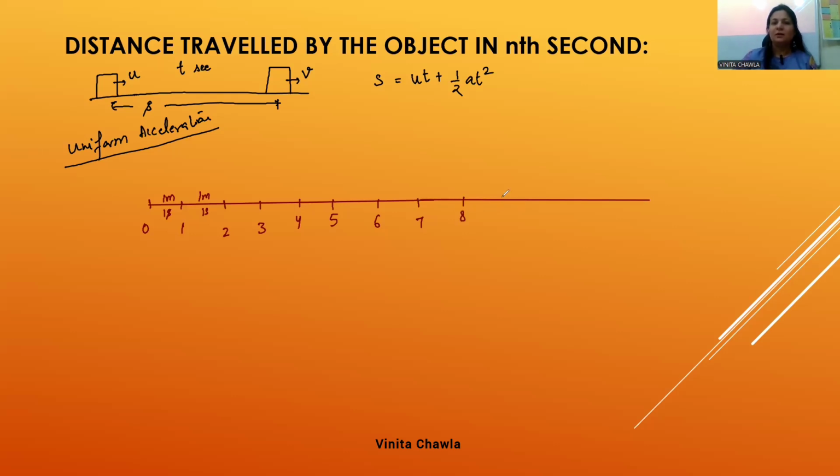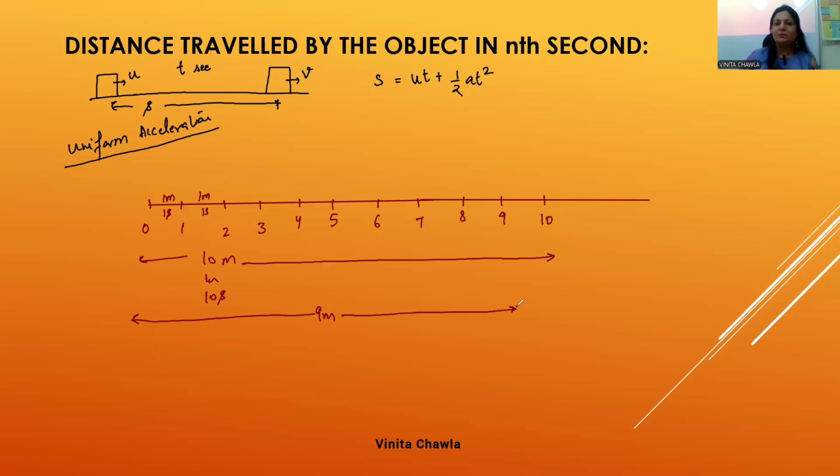Eight seconds, 9 seconds, and 10 seconds. Fine. So if I say that find the distance traveled by the object in 10 seconds, then what will you write? In 10 seconds, the object has covered a distance of 10 meter. Okay, so this is 10 meter in 10 seconds. Now tell me the distance covered by the object in 9 seconds. In 9 seconds, it covers a distance of 9 meter.